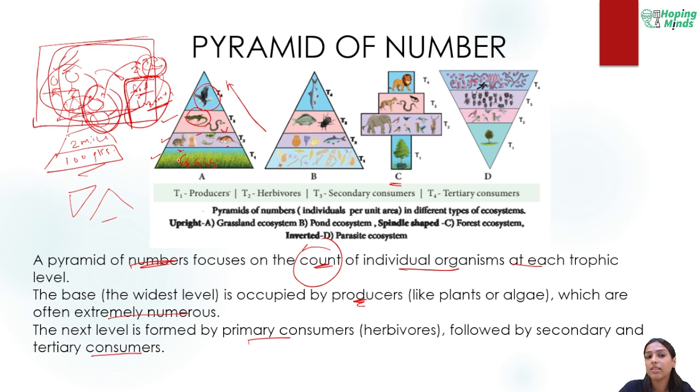If there's, let's say, blades of grass, can you really count a blade of grass? In a place as small as the size of my palm, I can fit 50 blades of grass. So in a big forest, if we had to count the number of blades of grass, they would go into billions. So numerically, the base is the broadest over here.